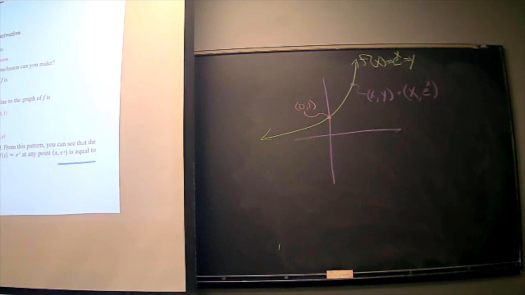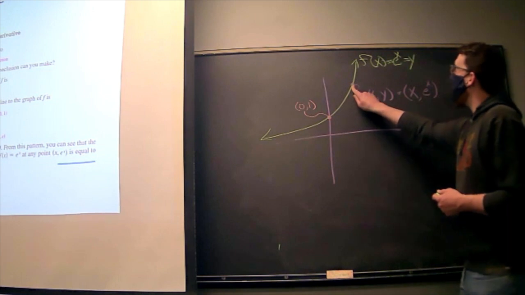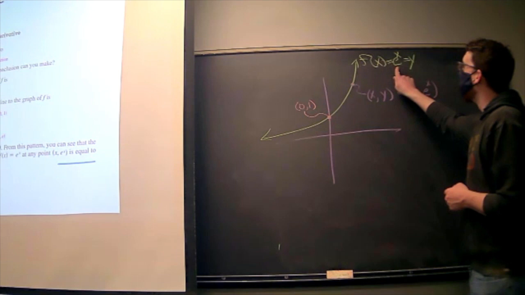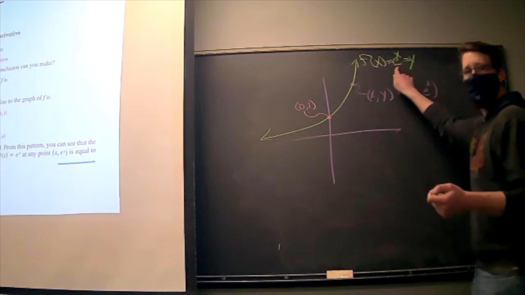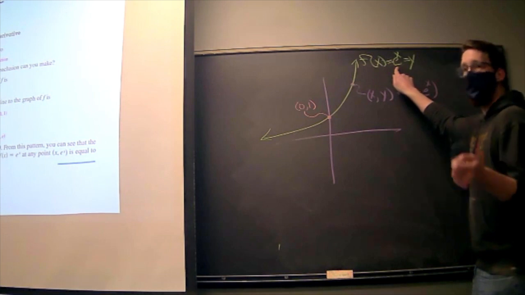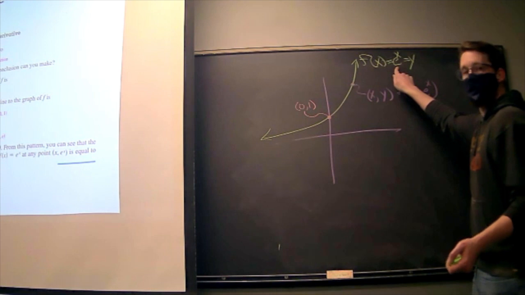Well, the tangent line has a slope equal to the derivative at whatever the x value of the point is, right? So what that tells us then is that the functional value of e to the x is equal to the slope of the function at that point. Make sense?